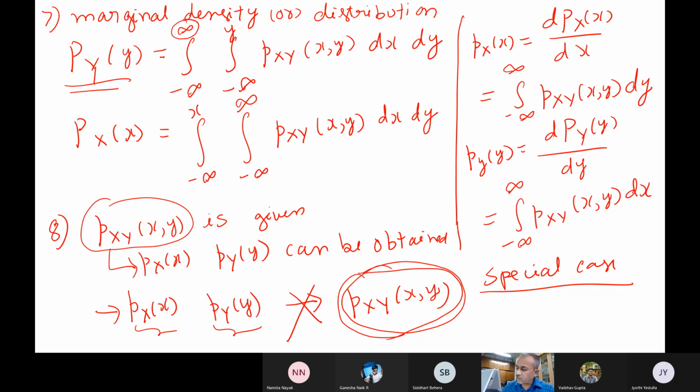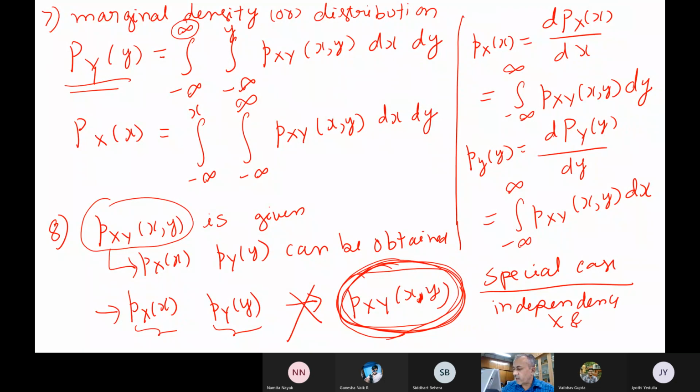Suppose they are independent. In the two-dimensional case, what is the comma operator? As I already told you, the comma indicates intersection. So now tell me, what happens if x and y are independent? What will be p_XY(x, y)? It can be written as the probability of X times the probability of Y, the multiplication of these two. So the only special case is the independent case.